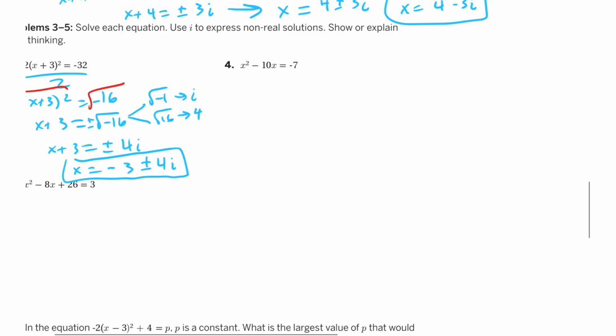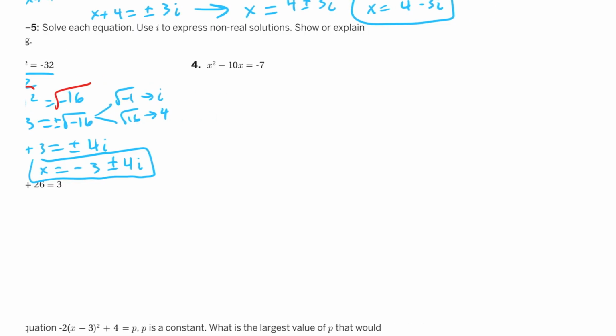For number 4, first of all, let's take a look here. A couple different ways to do this one. I am going to use what I know about completing the square. Half of this is -5, and -5 squared becomes 25. So I'm actually going to be adding 25 to both sides. So what that becomes is x² - 10x + 25 = -7 + 25.